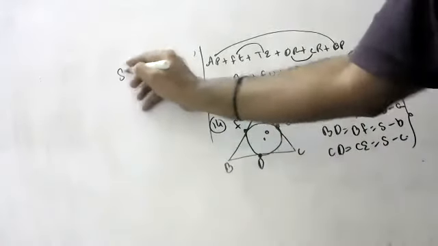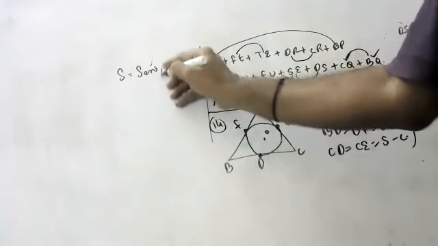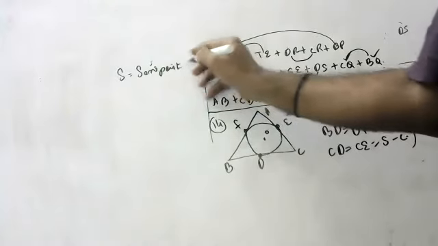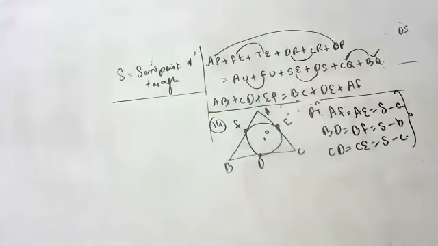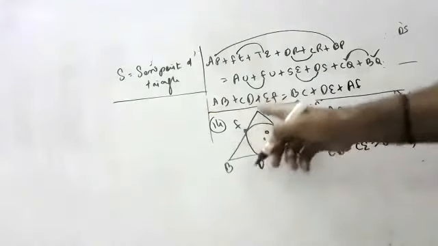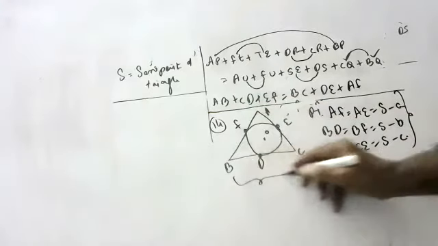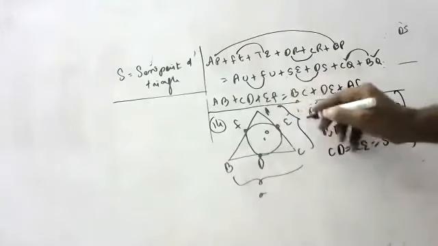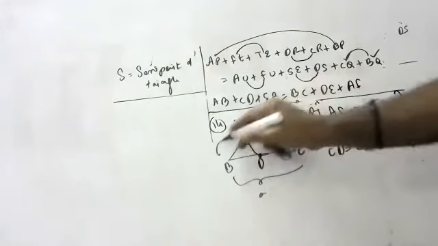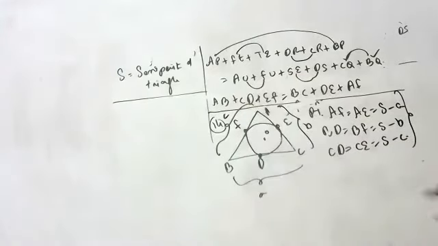Children, they said that S is the semi-perimeter. Where do we use the semi-perimeter of a triangle, anyone? In Heron's formula, sir. Very good. And small a is the side opposite to A, small b is opposite to B, and small c is opposite to C. That's it. This is the question.